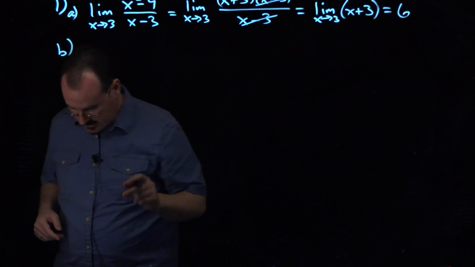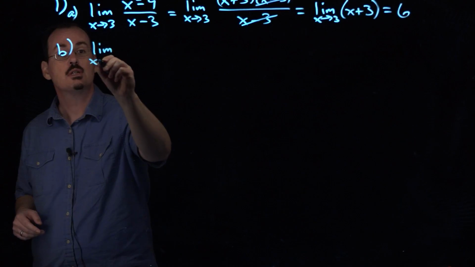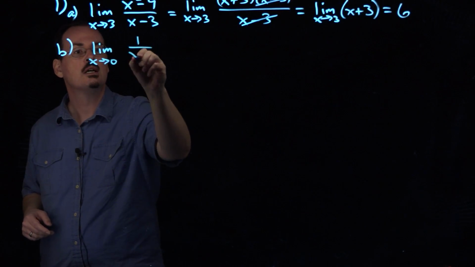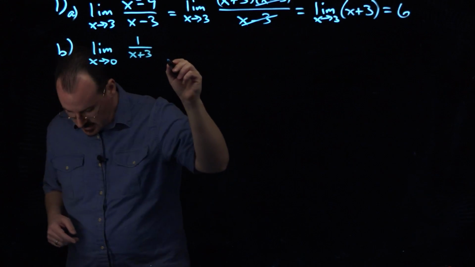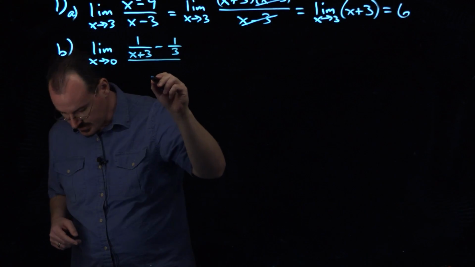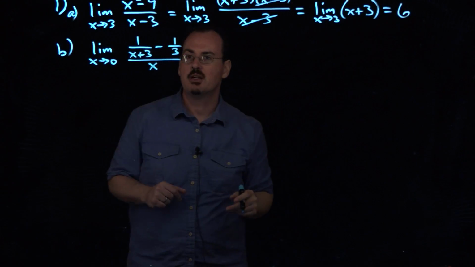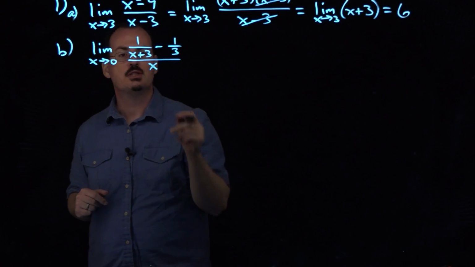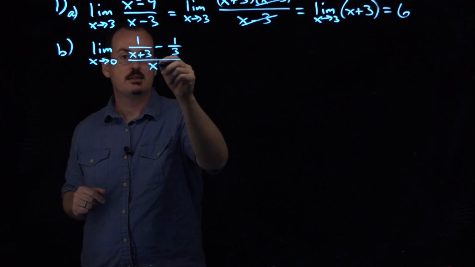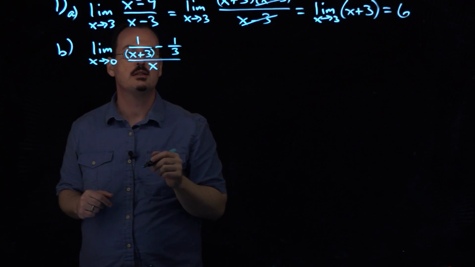I'll do a little bit more on B because we didn't do one like this for an example. So this is the limit as x approaches 0 of 1 over x plus 3 minus 1/3, and this whole thing is then divided by x. What we want to do on these types of problems where you see fractions divided by fractions is actually just do the subtraction that it says to do there. In order to subtract these things, we need a common denominator. So the common denominator is just the product of these things, 3 times x plus 3.